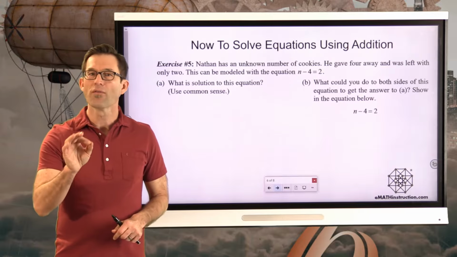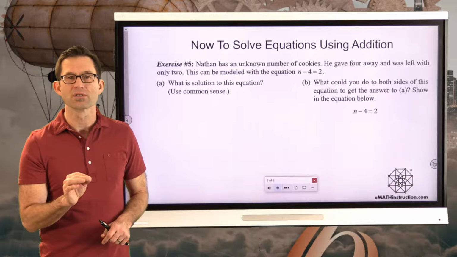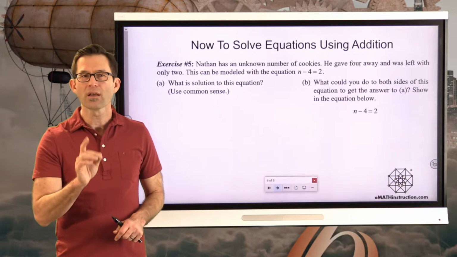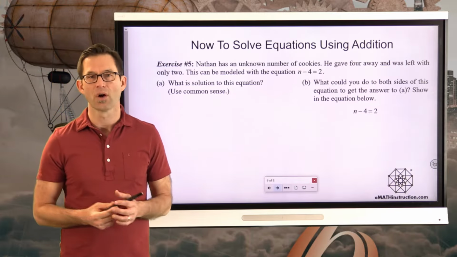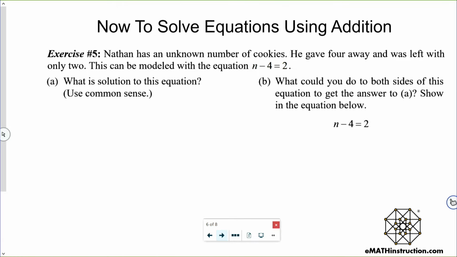Now, to solve equations using addition, right? Before we were solving equations by using subtraction, but let's take a look at one where we use addition to solve an equation. Exercise number 5. Nathan has an unknown number of cookies. Okay, so we don't know how many cookies Nathan has. He gave 4 away and was left with only 2. This can be modeled with the equation n minus 4 equals 2.